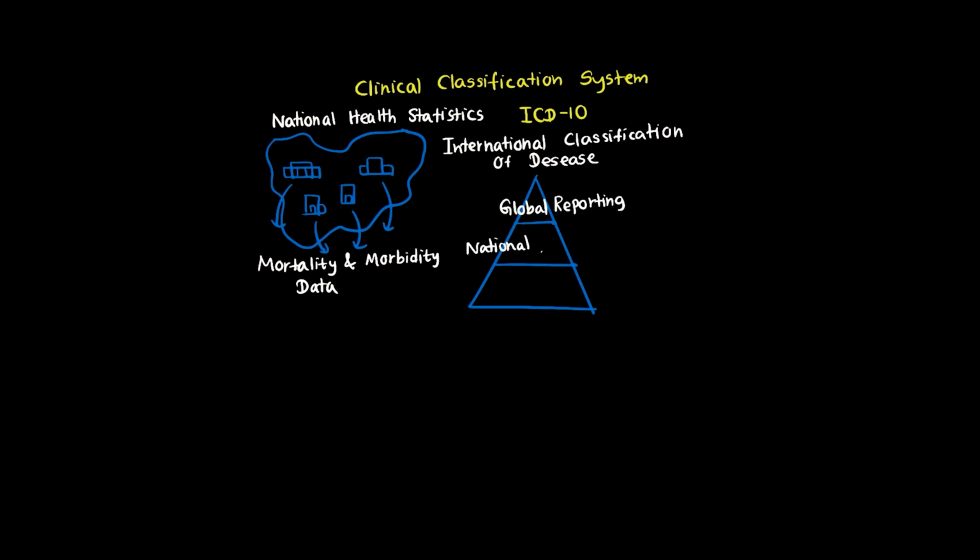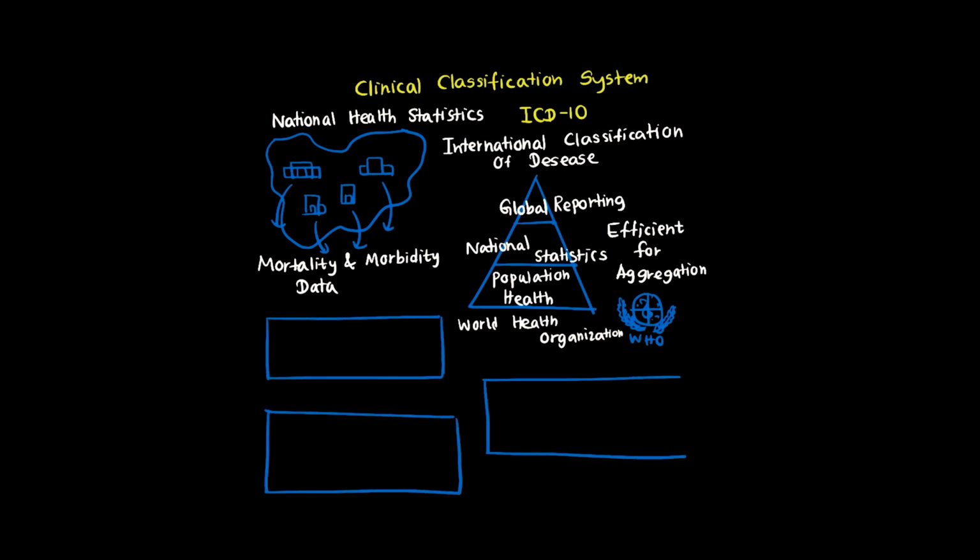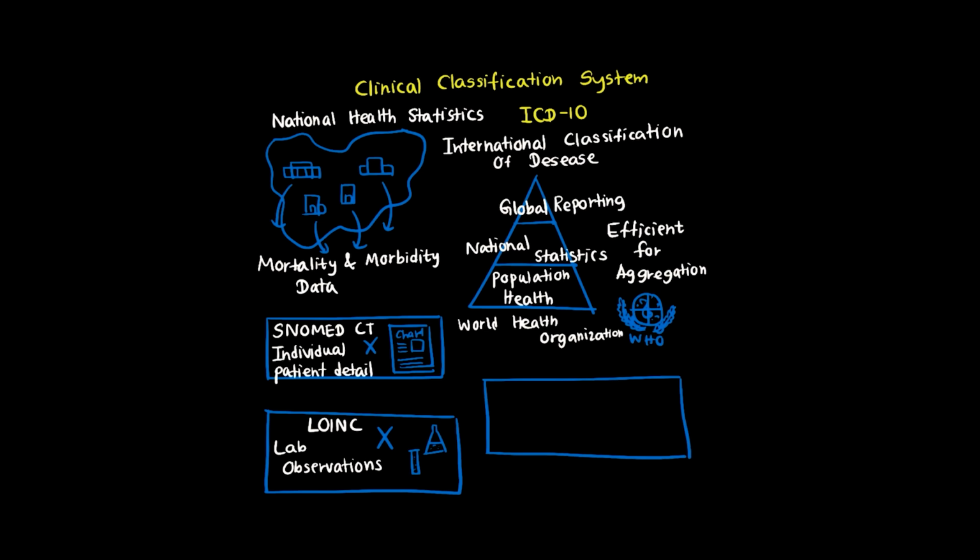While SNOMED CT provides much more granular clinical detail for individual patient documentation, ICD-10's strength is in its ability to efficiently aggregate and compare data at the population level for epidemiology and health statistics. LOINC is for laboratory observations, not disease classification. RxNorm handles medication naming. When you need to report causes of death or track disease prevalence nationally, ICD-10 is the efficient choice built for that purpose.